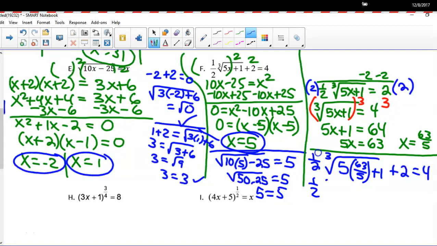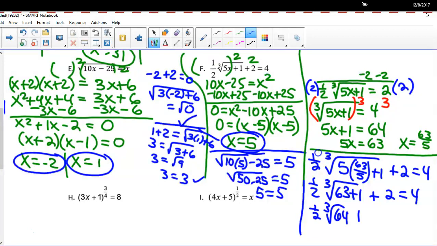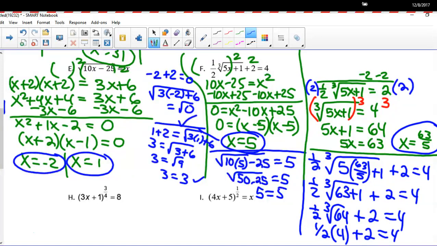1/2 of those are going to drop out. Third root of 63 plus 1, and then add 2 should be equal to 4. Half of the third root of 64. Half of 4 is 2. It is true that 2 plus 2 equals 4, so our solution is the 63/5. All right, let's move on over.